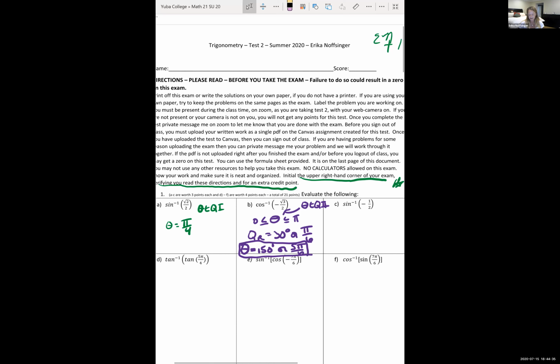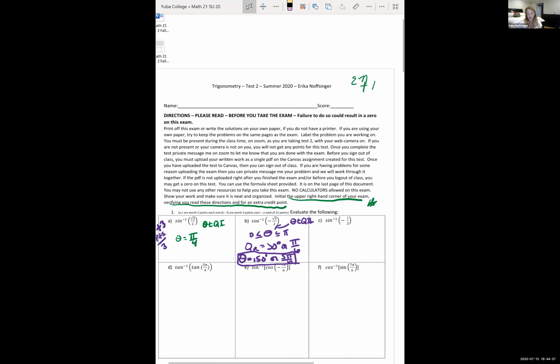Same idea for sine inverse of negative 1/2. So if you got this right, give yourself 3 points. If you were off a little bit, 2 out of 3. If you didn't have any idea, 0 out of 3. A little bit of an idea, maybe 1 out of 3.